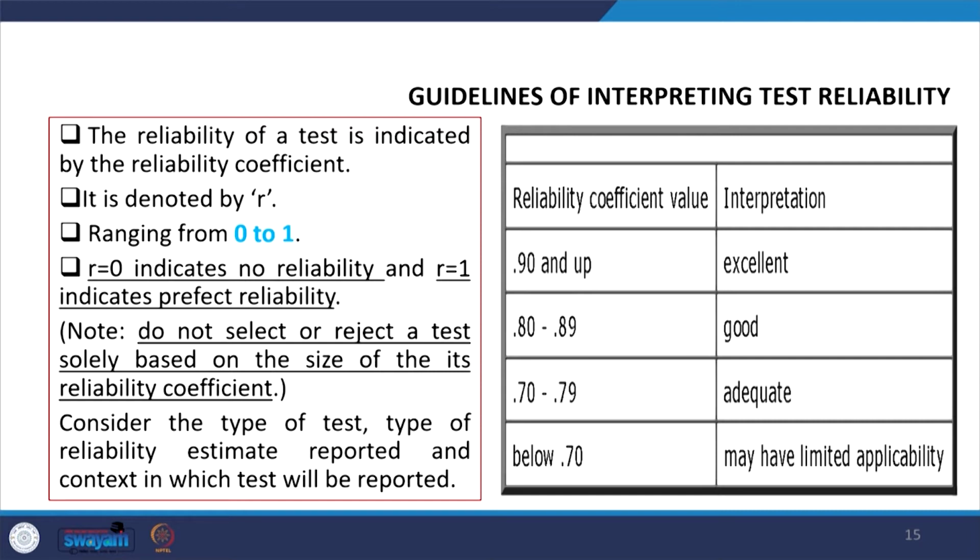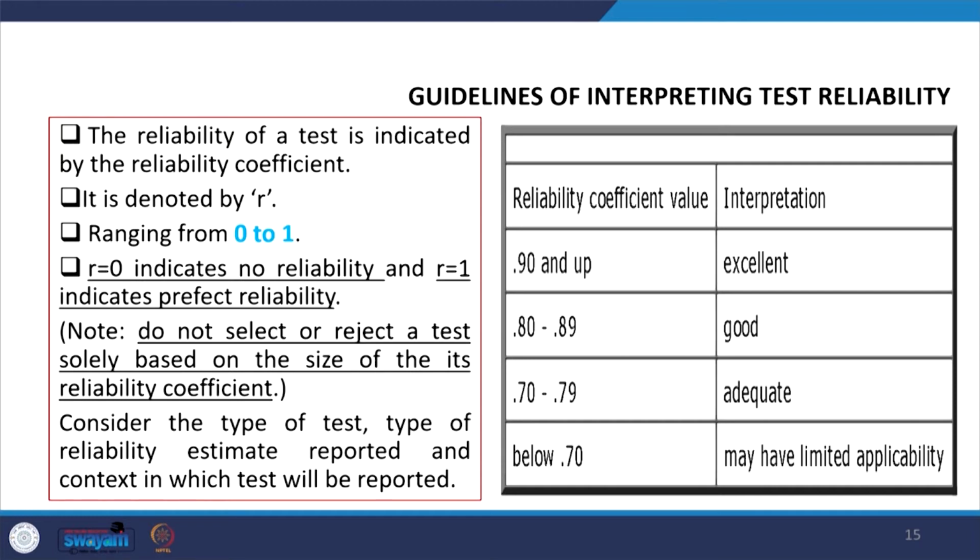Next, we are defining some other aspects of reliability through an example. On the table here we find the reliability coefficient values and how to interpret them once you have got your reliability values. If it is 0.9 and above, that means your results or your sample is excellent. If it is 0.8 to 0.89, that is good. If it is below 0.7, you may have limited applicability.